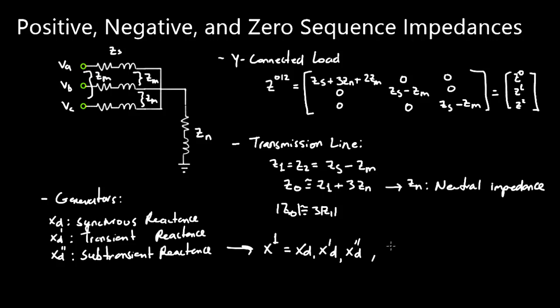And then the negative sequence reactance X2 is roughly equal to the subtransient reactance XD double prime. And the zero sequence reactance X sub 0 is equal to the leakage reactance of the generator. So X sub L, where again that's the leakage reactance.